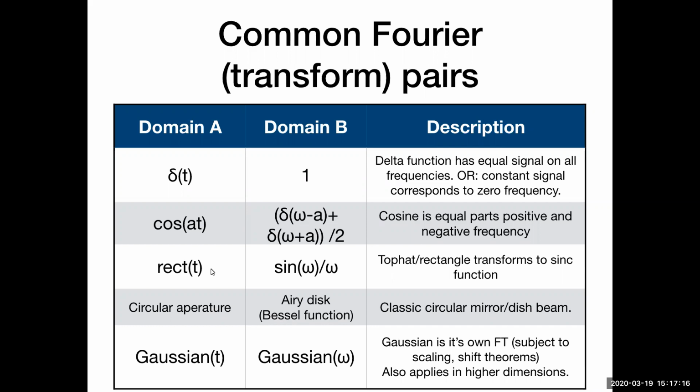The rectangle, or the top hat function, comes up a lot. This is just the square pulse, and it Fourier transforms into the sinc function, the sine x over x function, and vice versa.